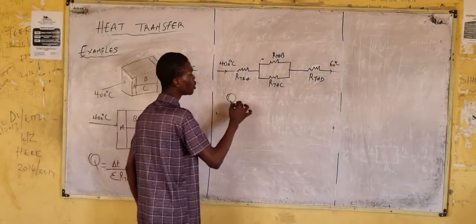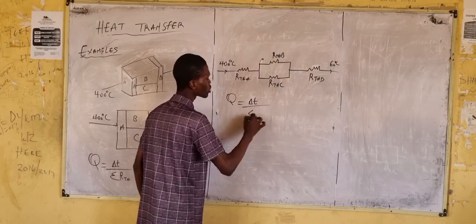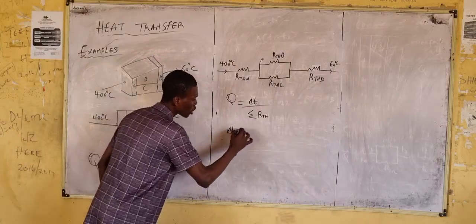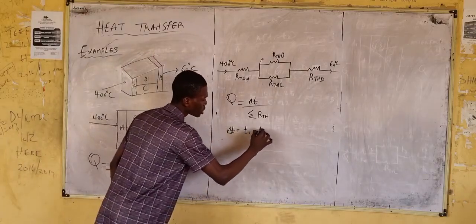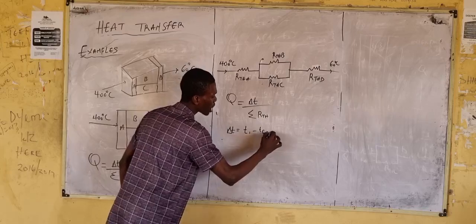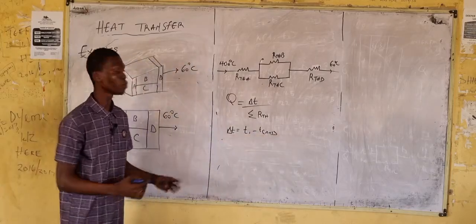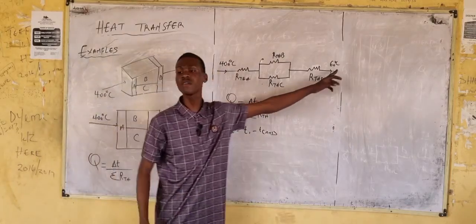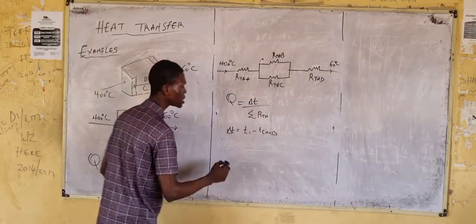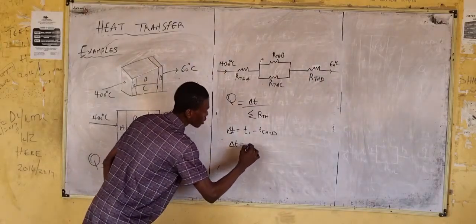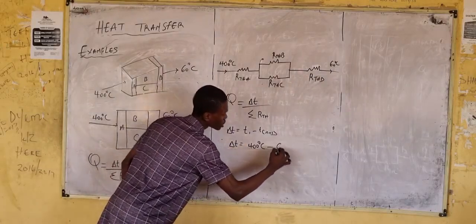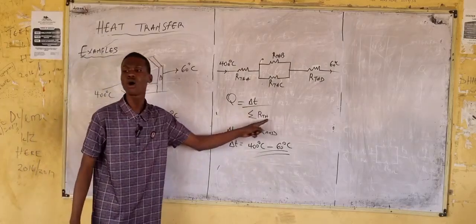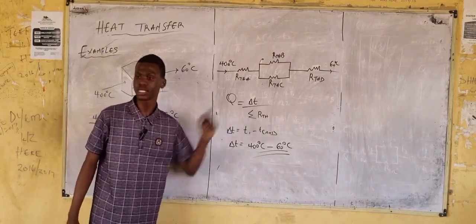Then we said we are using this formula: Q is equal to change in T divided by the summation of RTH. Now, our change in T is what? T1 minus T open bracket N plus 1, right? From the formula we obtained earlier. But in this case, we are given the initial temperature to be 400 and the final temperature to be 60. Hence, change in T in this case is 400 degrees Celsius minus 60 degrees Celsius.